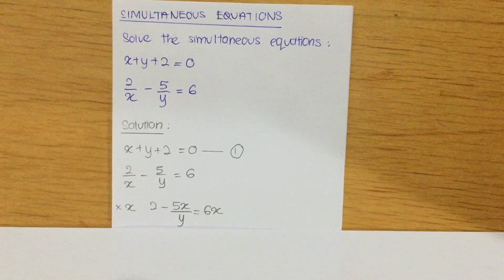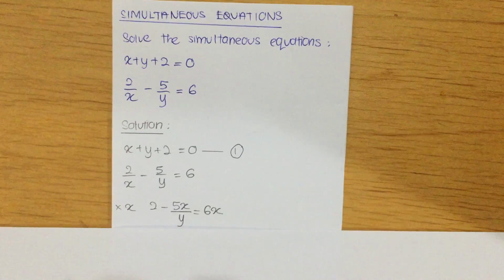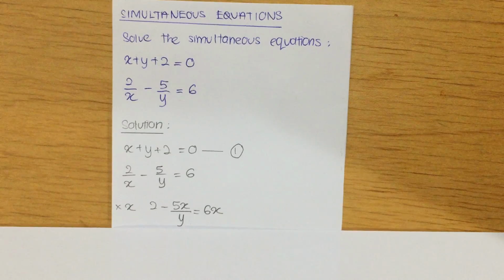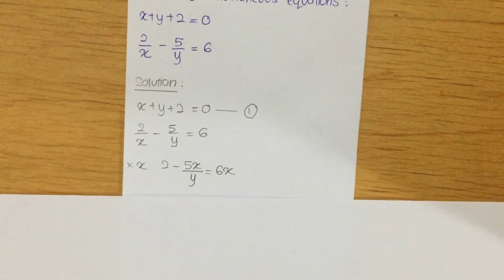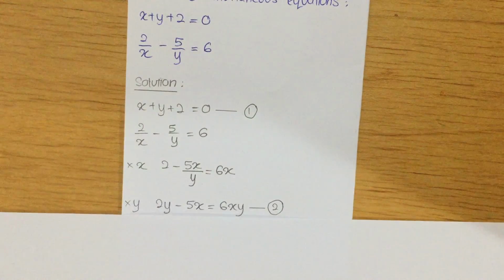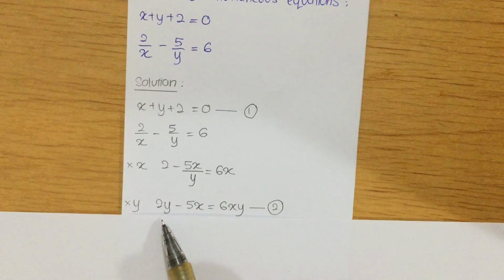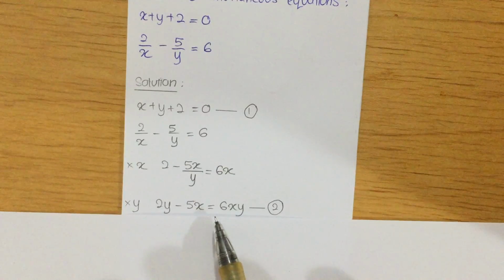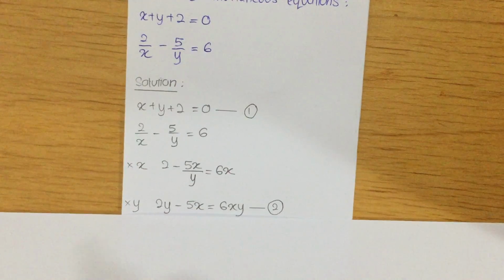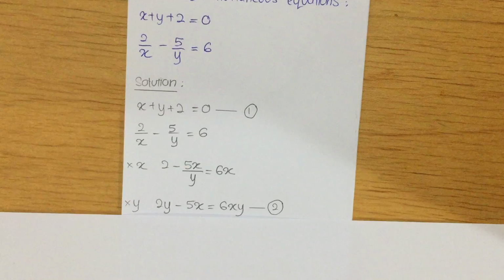For the next step, what we're going to do is to eliminate the y fraction. We times the whole equation by y. Okay, let us continue. You should be getting 2y minus 5x equals to 6xy. So this will be your second equation guys.